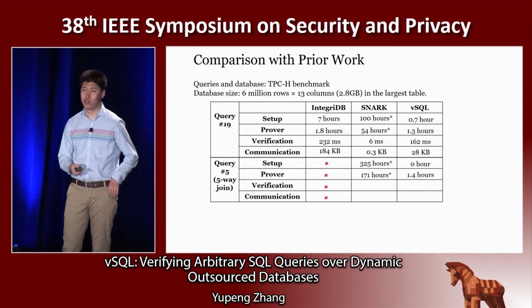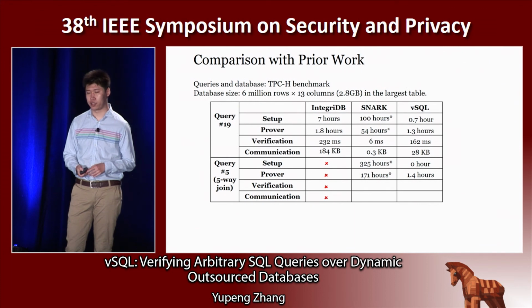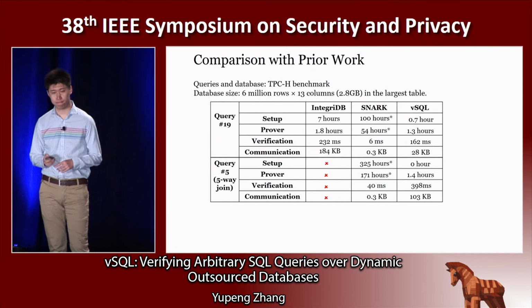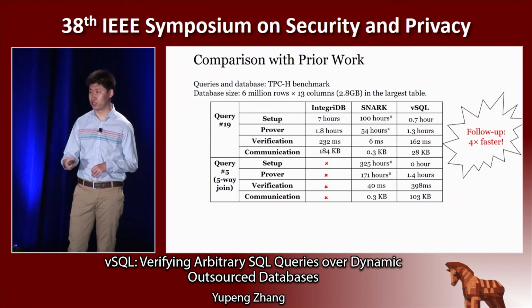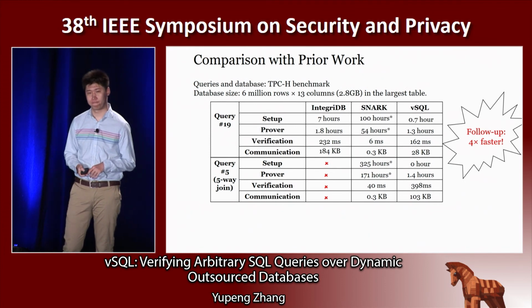For approval time, we are more than 100 times faster than SNARKs, and we are worse in verification and communication. In a follow-up work, we can further reduce the setup time and approval time of our system by at least 4 times.